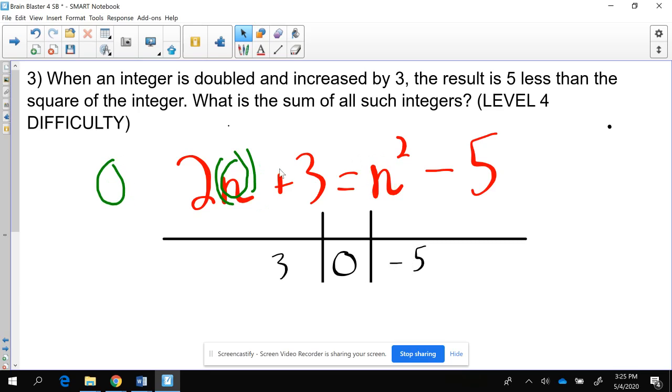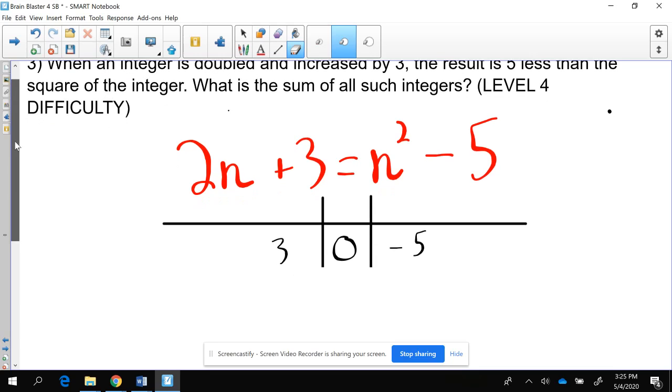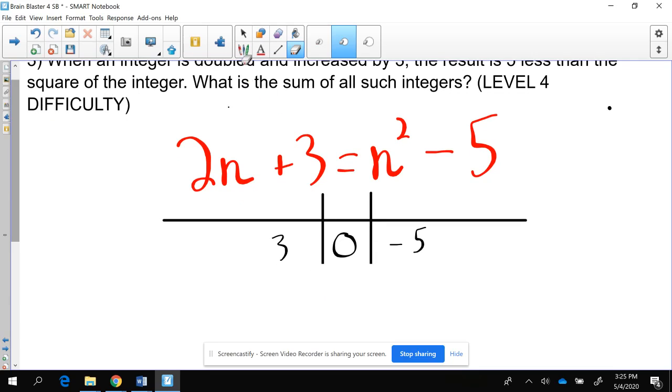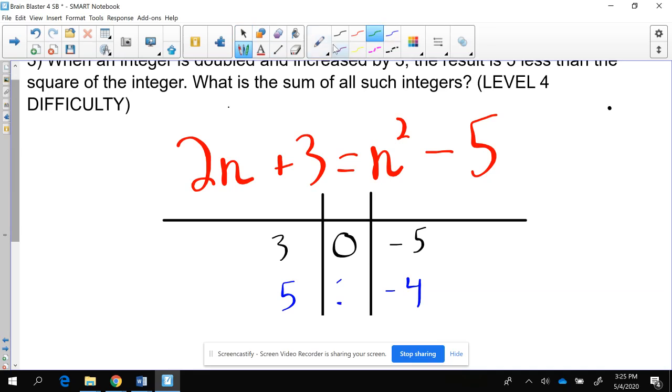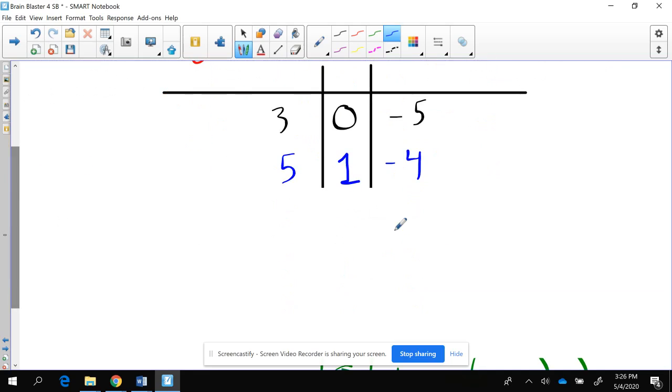So what you can do is start plugging in numbers to both sides. Let's start with 0, and if that's not correct, let's go to the next one. How about we choose the number 1? That's another easy number we can use. Look here, you can do this in your head. 1 times 2 is 2, plus 3 is 5. 5 on this side. 1 squared is 1 minus 5 is going to be negative 4. 1 does not work. Guys, we've got to keep going.